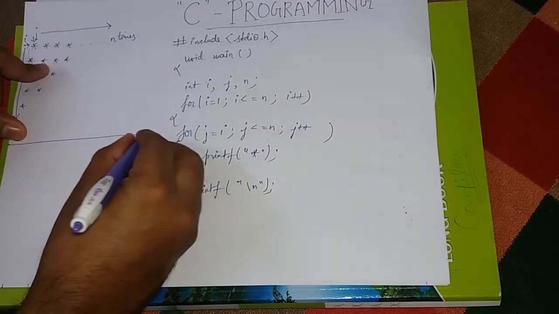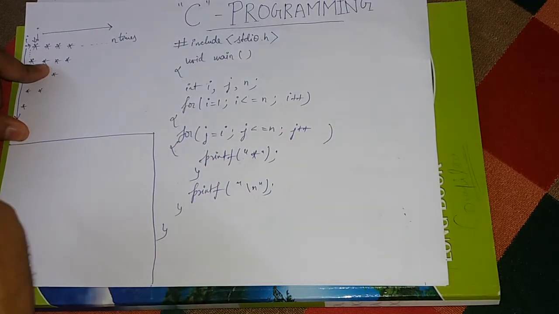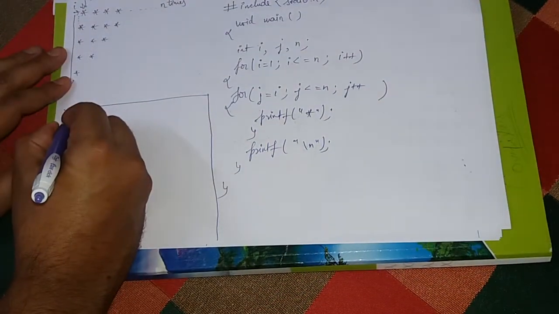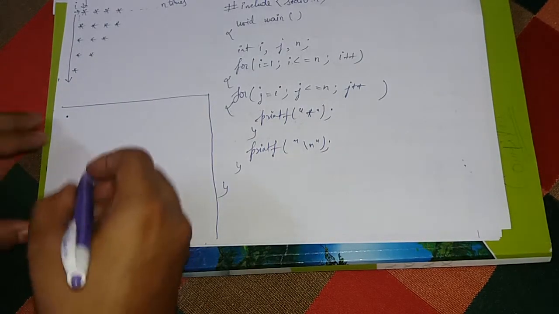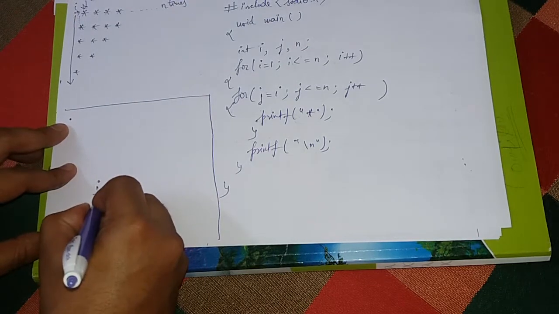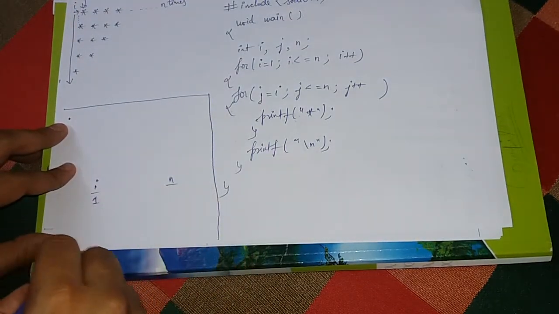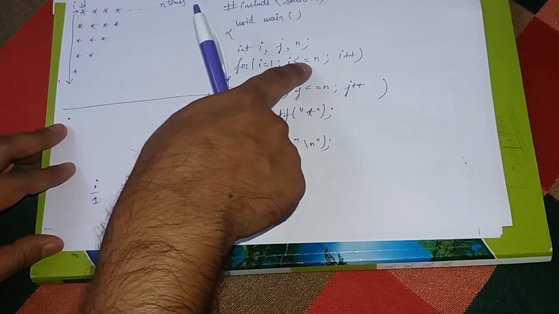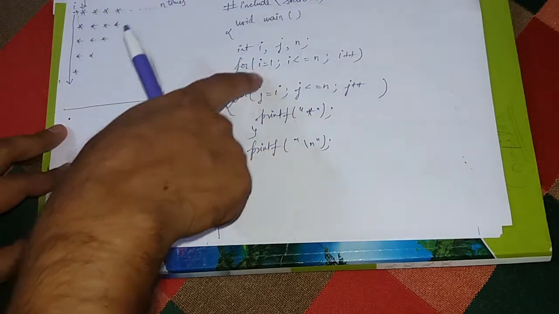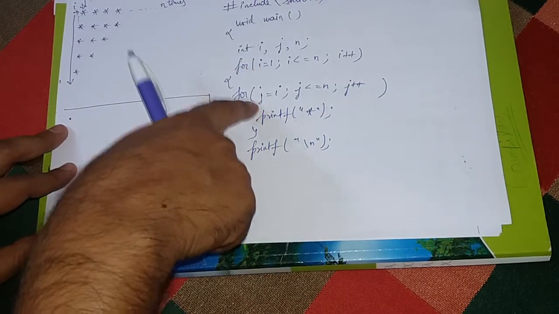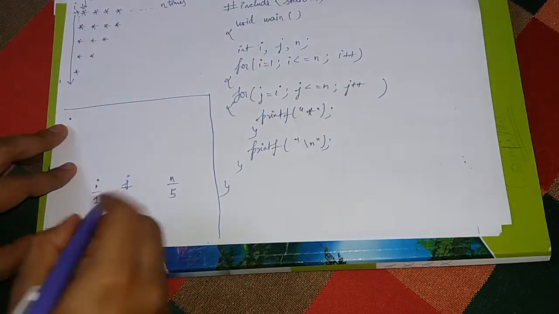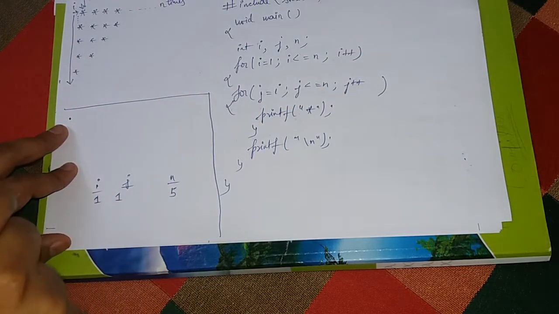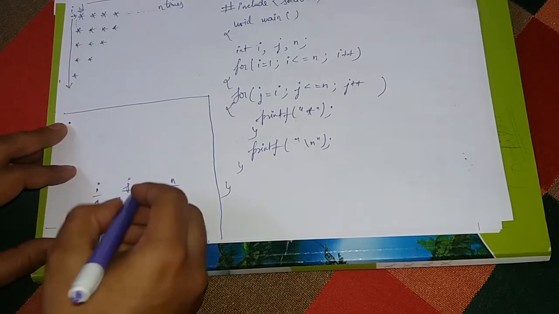Suppose this is the computer screen, and this is the pointer, blinking at this point. First time the value of i will be 1, and suppose the user has entered the value of n as 5. It will check: is i less than or equal to n? Is 1 less than or equal to 5, which is true, so it will come inside the i loop and the j loop will start. The j loop will start from i and go up to n, which means this time j will start from 1 and internally it will go up to 5. So it will start from 1 and go up to 5.